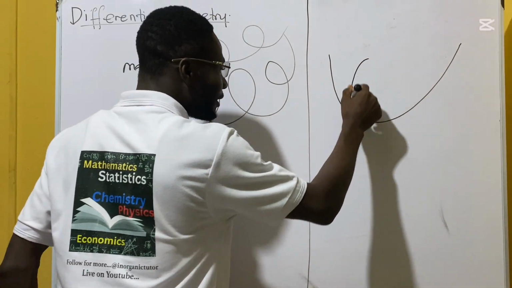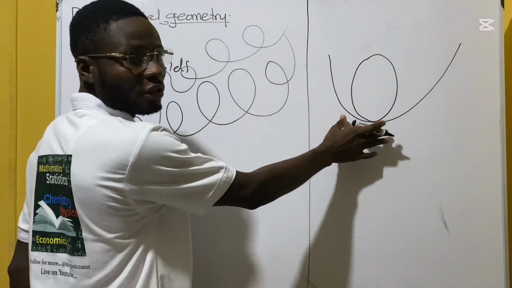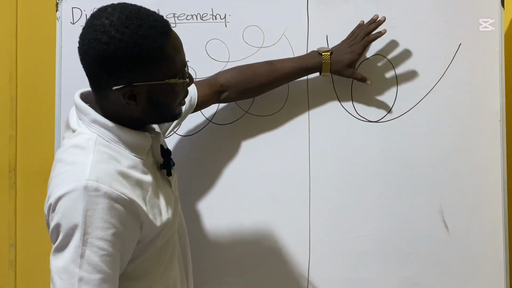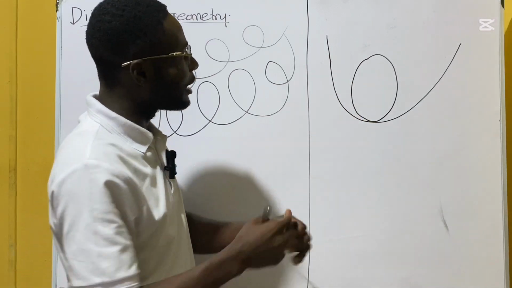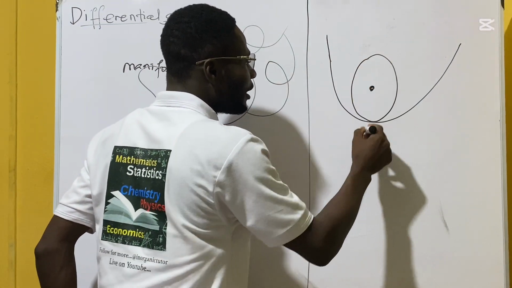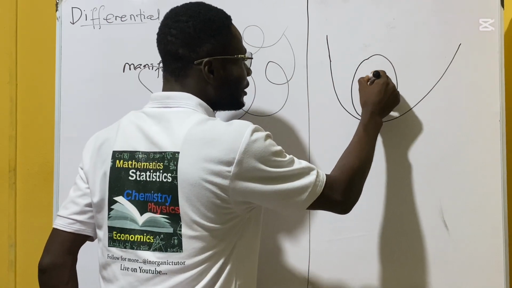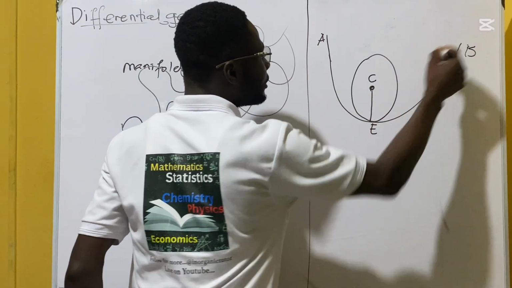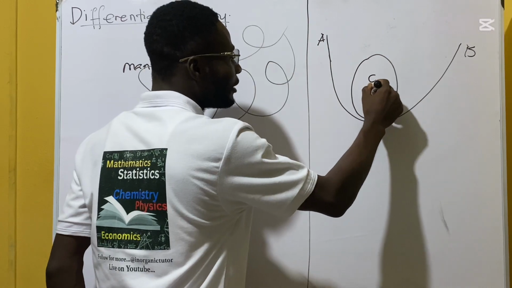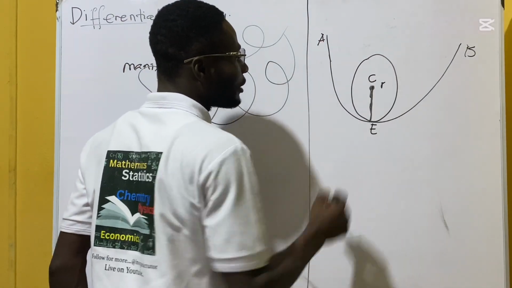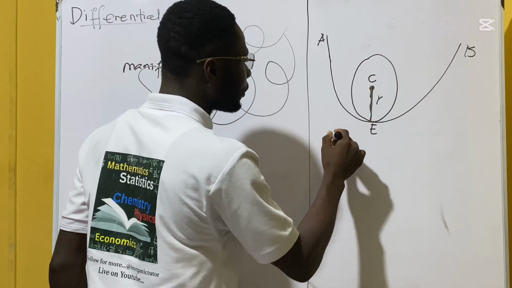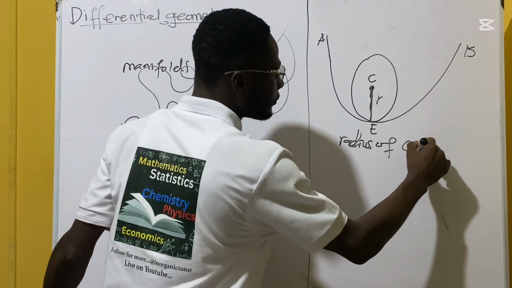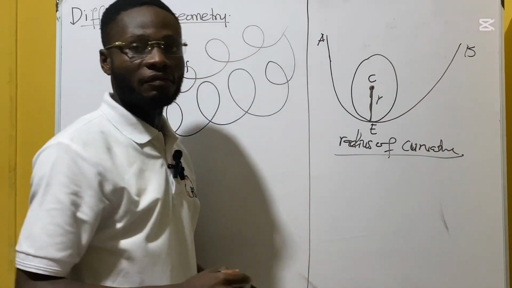This is a circle inscribed in something. It looks like a circle, but not quite a circle. We have a radius here. Let's name this C and this E, and name these places A and B. This here is our radius of curvature. So basically the radius of curvature is shown over here.